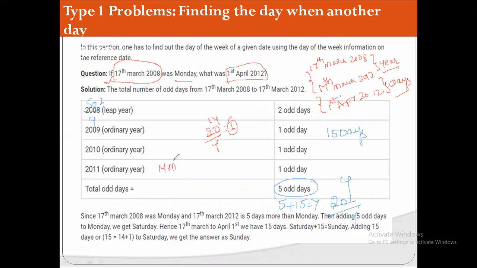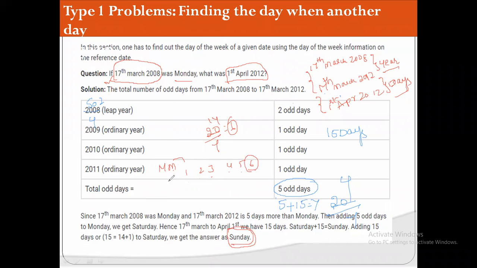From Monday, 1, 2, 3, 4, 5, 6, or one day back either we can go, or we can go 6 days forward. Monday, Tuesday, Wednesday, Thursday, Friday, Saturday and Sunday. The sixth day will be Sunday. So like this we can calculate.